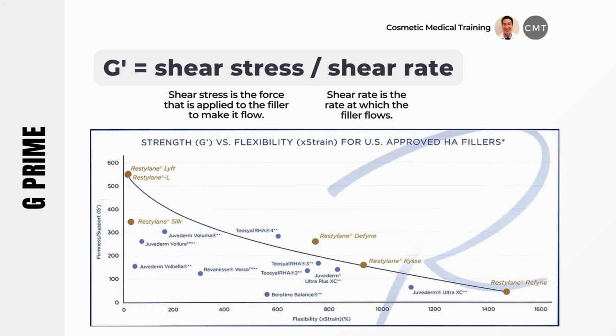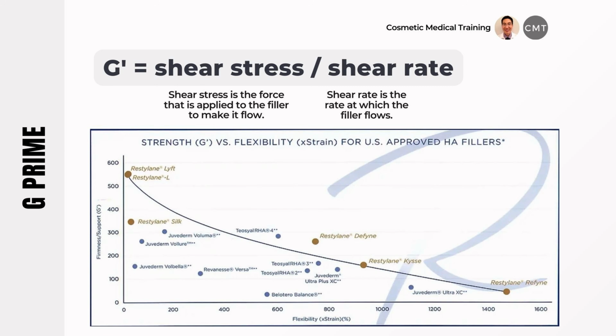G' is a measure of the viscosity and elasticity of a dermal filler. It is a dimensionless quantity that is calculated using the following formula: G' equals shear stress divided by shear rate. Shear stress is the force that is applied to the filler to make it flow. Shear rate is the rate at which the filler flows. A higher G' value indicates a more viscous and elastic filler.